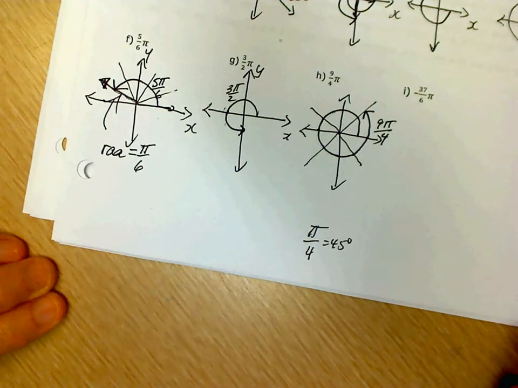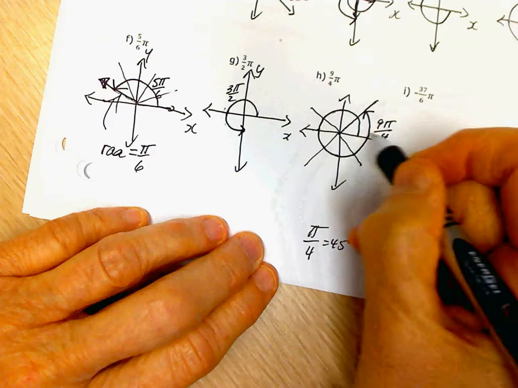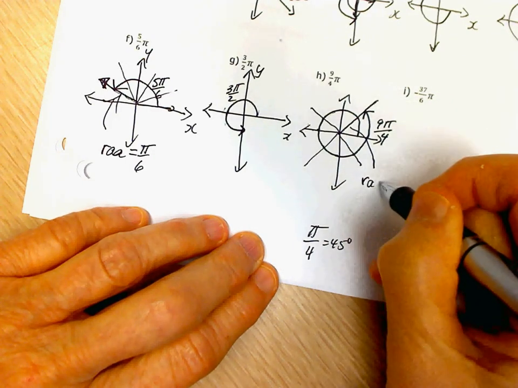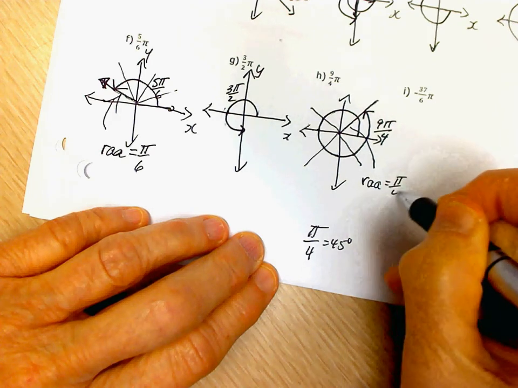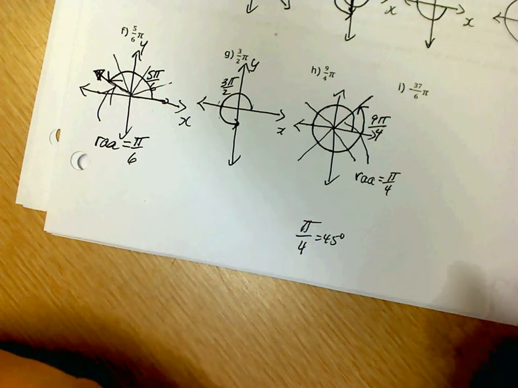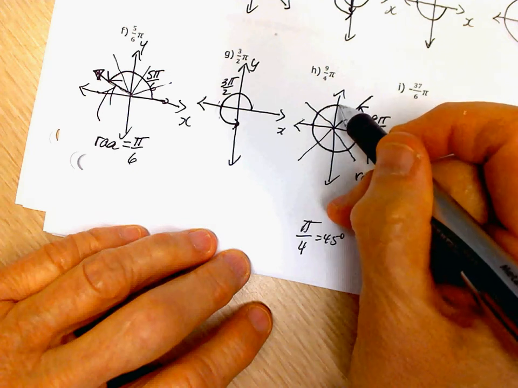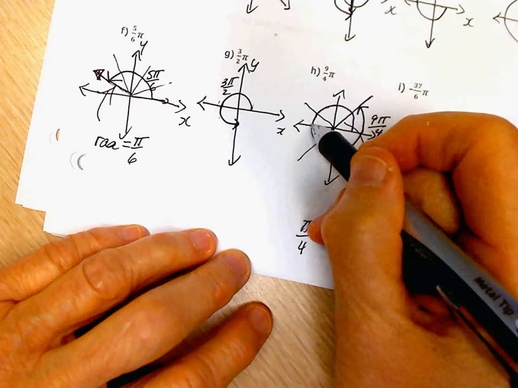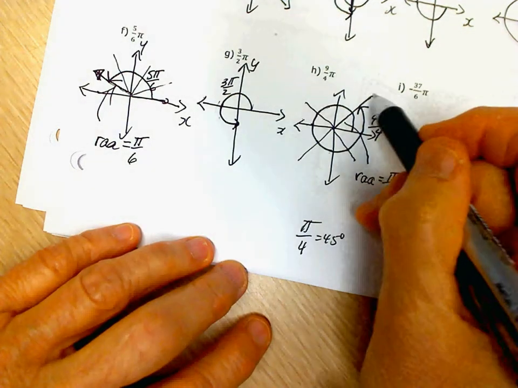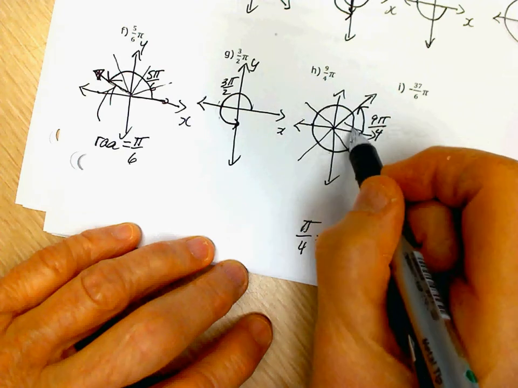The related acute angle for 9 pi by 4 radians is pi by 4. Okay? Right? Pi by 4, 2 pi by 4, 3 pi by 4, 4, 5, 6, 7, 8, 9. The related acute angle is between the terminal arm and the x-axis. This little angle here is pi by 4 radians.